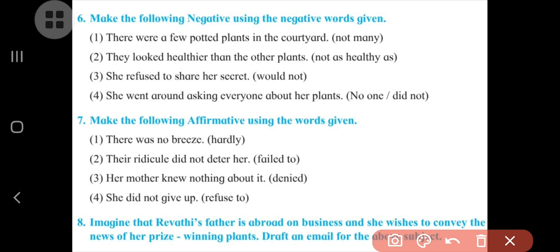So look at now, here you can see, there were a few potted plants in the courtyard. It means in the courtyard there are plants but their number is not many. Yes, so instead of a few we can write not many, right? So if we replace a few with not many, then the sentence would be: there are not many potted plants in the courtyard.